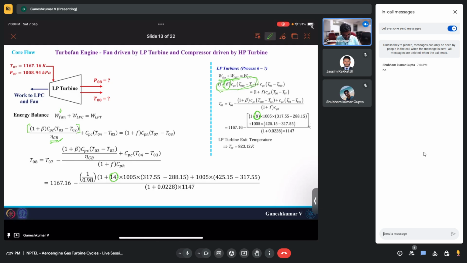So we can actually take a guess. Can you at least say whether the temperature that we get here will be lower than 823.12 Kelvin or higher than 823.12 Kelvin? Let's see. You just take a guess. You don't need to give me exact numbers. You don't need to calculate either. But if you want to take a guess, will the temperature be lower than 823.12 Kelvin or will it be higher? Any guesses?